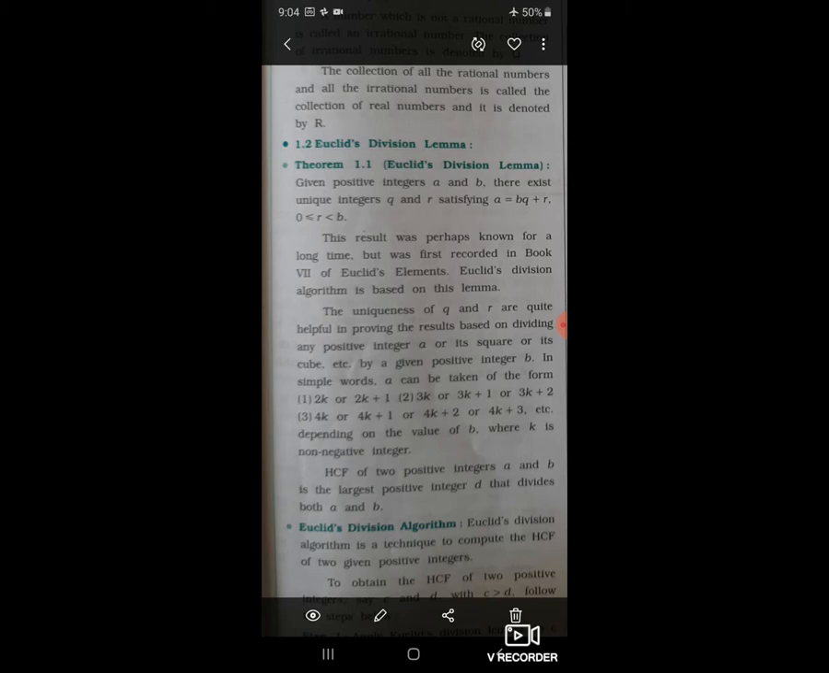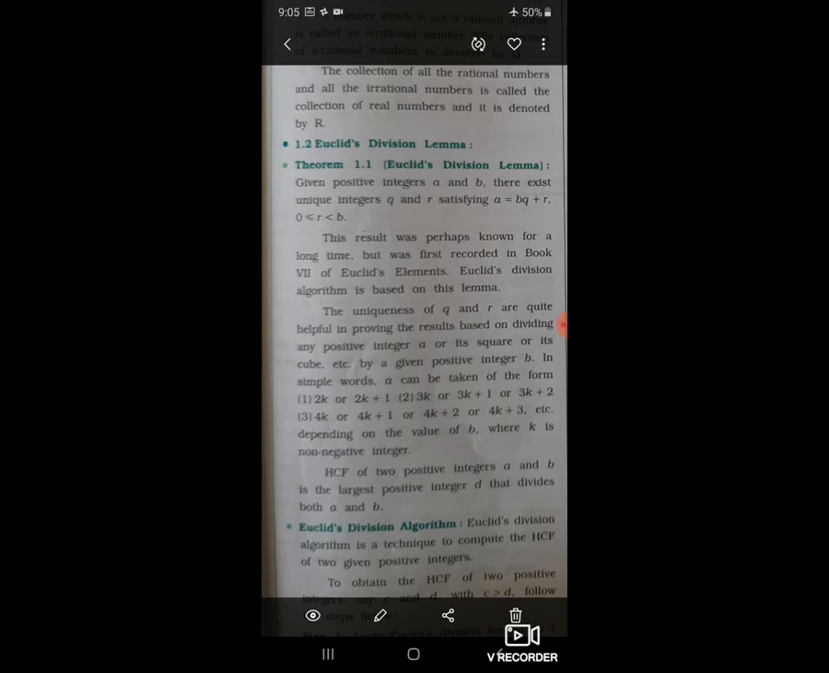According to Theorem 1.1 from lesson 1, given positive integers a and b, there exist unique integers q and r satisfying a = bq + r, where 0 ≤ r < b. This result was perhaps known for a long time, but was first recorded in Book 7 of Euclid's Elements. Euclid's division algorithm is based on this lemma.